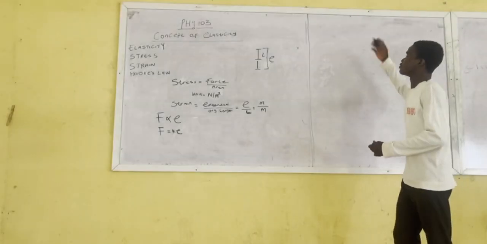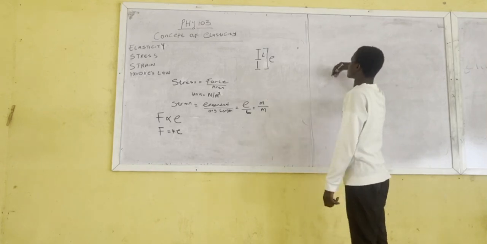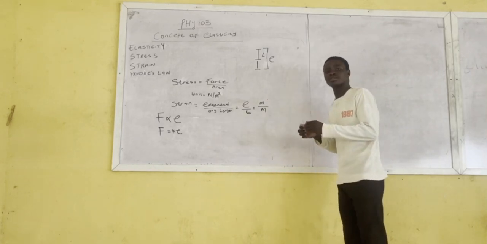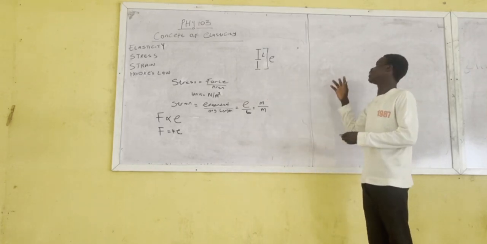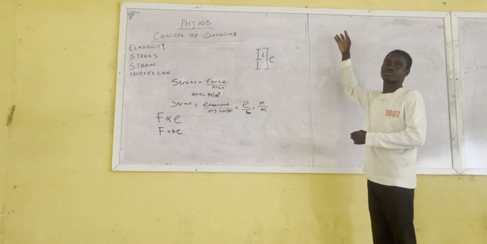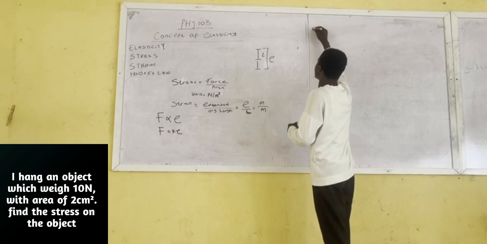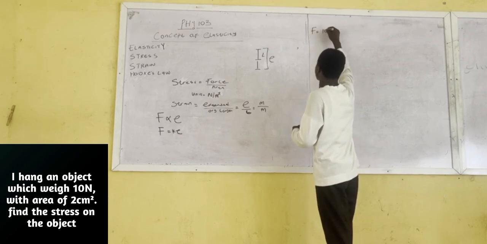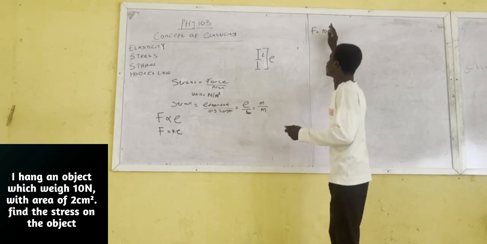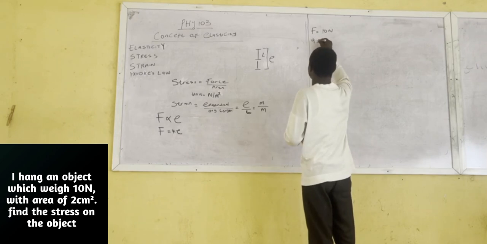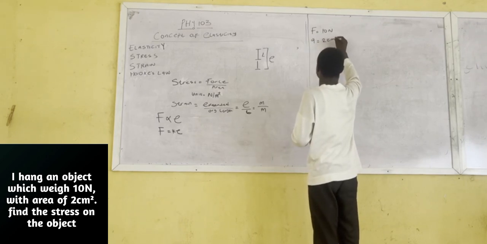Now, a question under stress. The question says, I hang a 10 Newton weight. And you can see the 10 Newton weight, that's our F, is 10 Newton from the question. And our area is 2 centimeter.